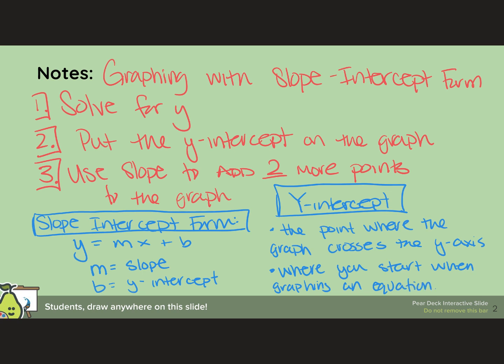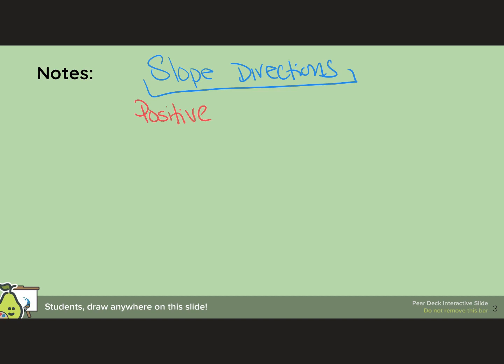Okay, there's a few more things I need to explain, and then we're finally going to get to start. The last thing I want to talk about are what are the slope directions, because point 3 says use slope to find 2 more points. Well, you have to know what the slope directions are in order to do that. Okay, so your slope can be positive or negative. So we'll do positive slope over here, negative slope over here.